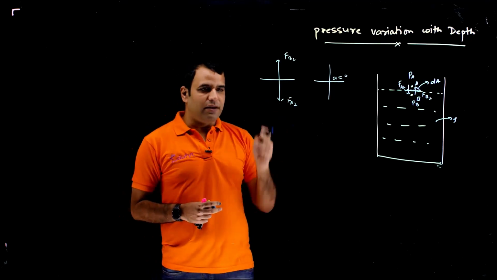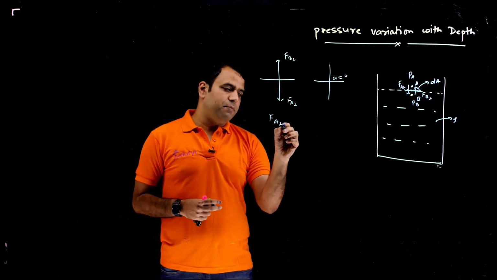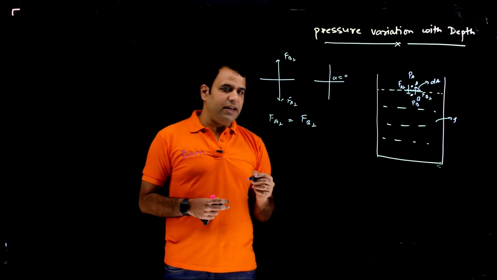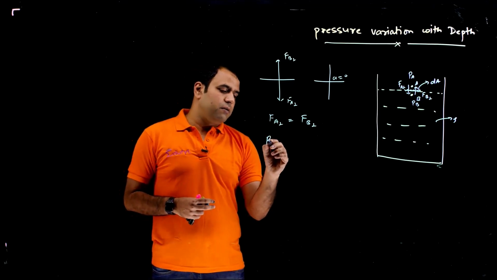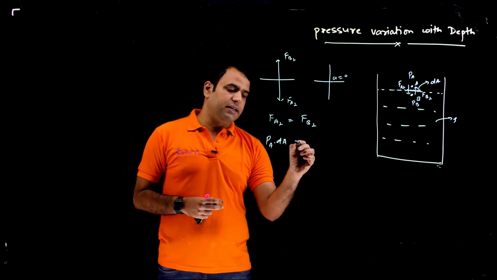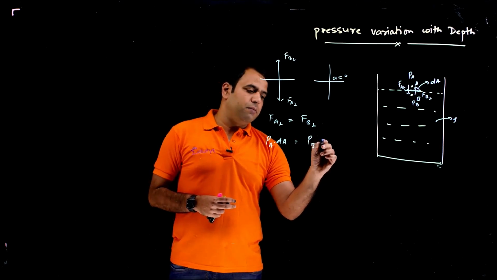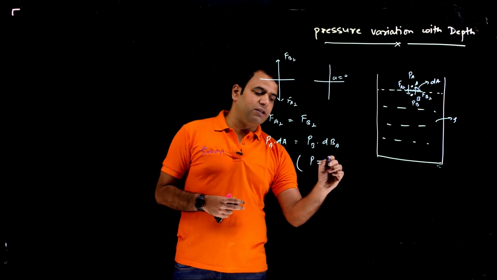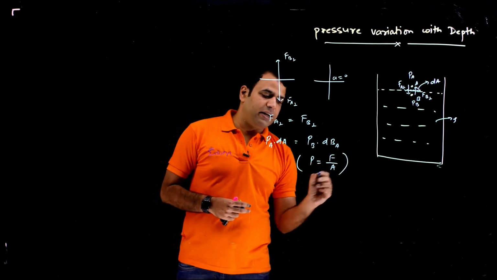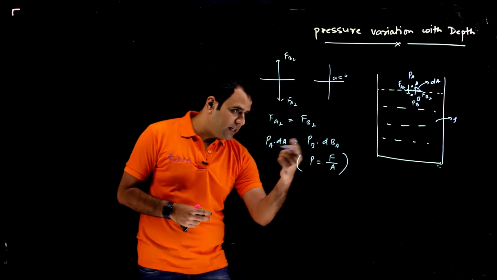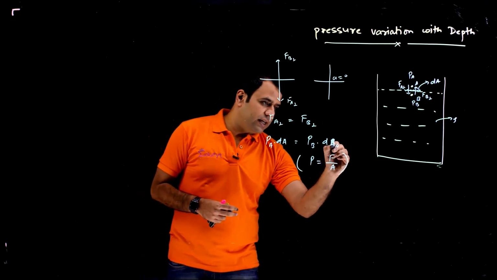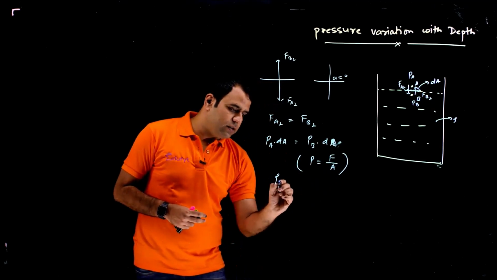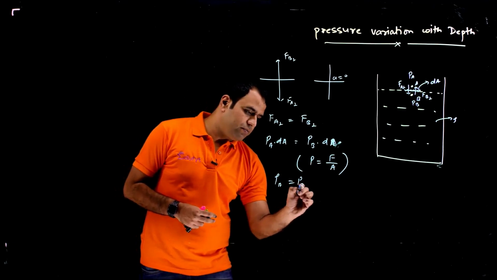So if you see from this FBD, the FA perpendicular will be equal to FB perpendicular, and this FA perpendicular is nothing but PA multiplied with dA, and that will be equal to PB multiplied with dA. This we are getting from this relationship, pressure is equal to F by A, from that formula. So if you see, this dA and dA will cancel out, so we will get PA is equal to PB.